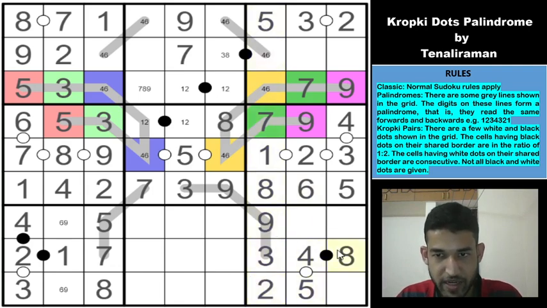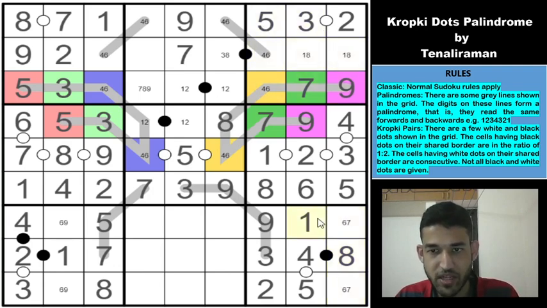2, 3, 4, 5, 8 and 9. So remaining candidates are 1, 6 and 7. We have a 6, 7 here. So this is 1. And these two cells must be 6 and 7. 4, 6, 7, 9, 2, 3, 5. So 1 and 8. So there is a 1 here. So this is 8 and this is 1.